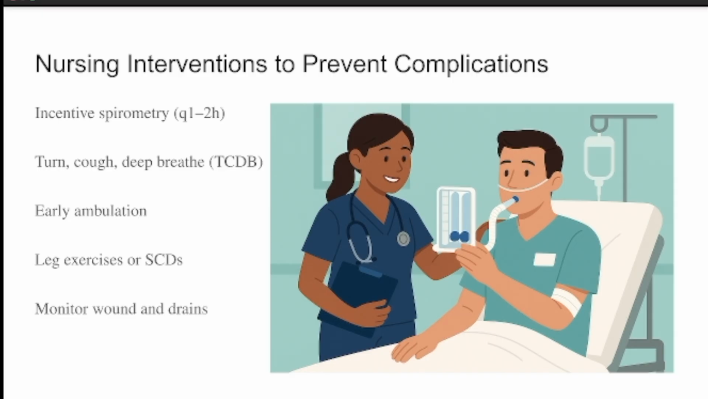Early ambulation, even getting out of the bed to sit in a chair, walking if your patient is able to, if it's indicated for them. This promotes circulation and stimulates those bowels to get moving. And then leg exercises or SCDs. These prevent the blood clots I was telling you guys about by keeping the legs moving or compressed.